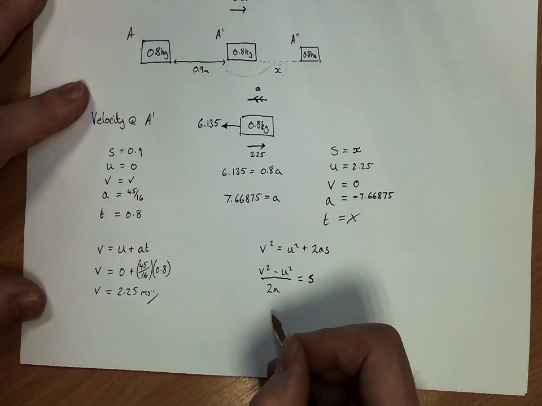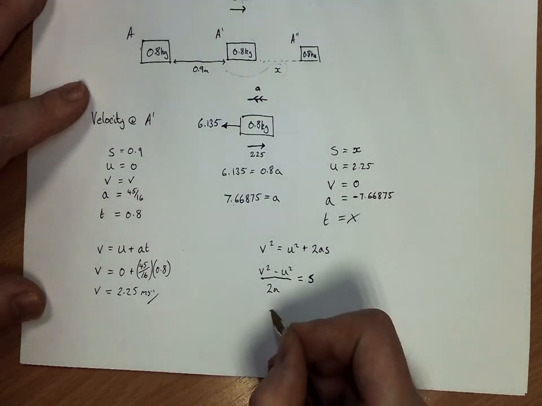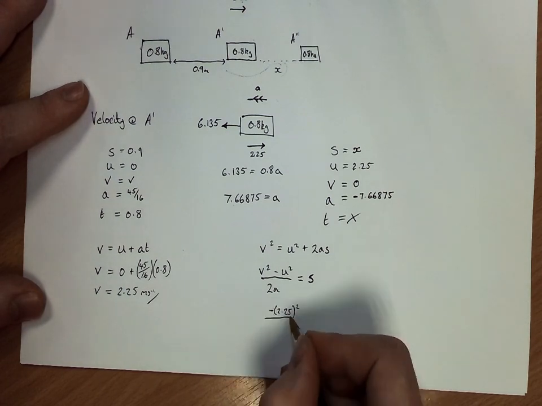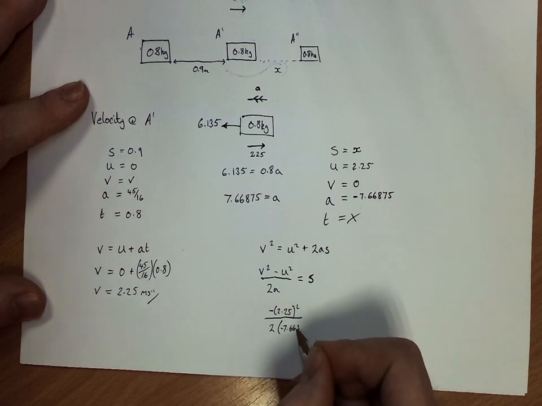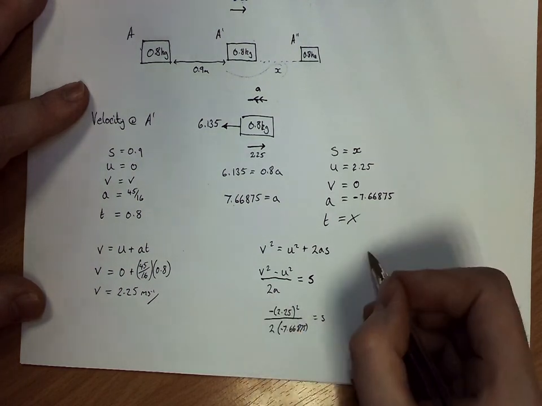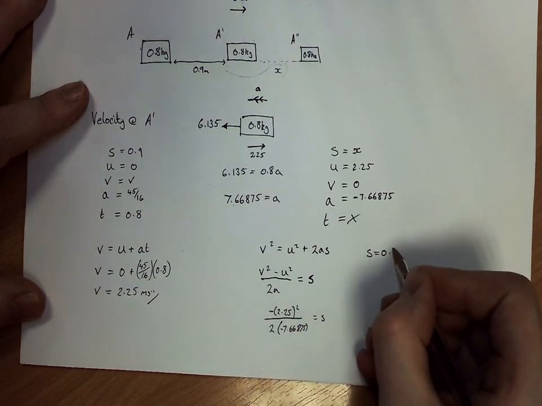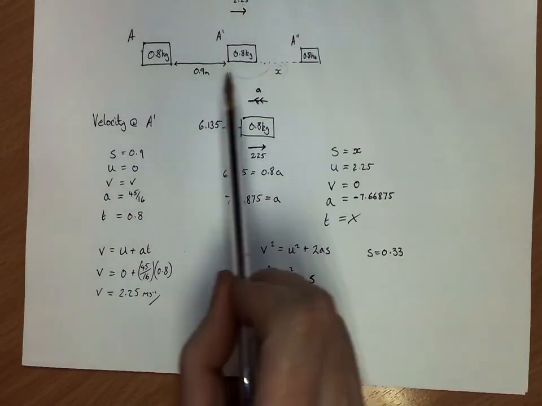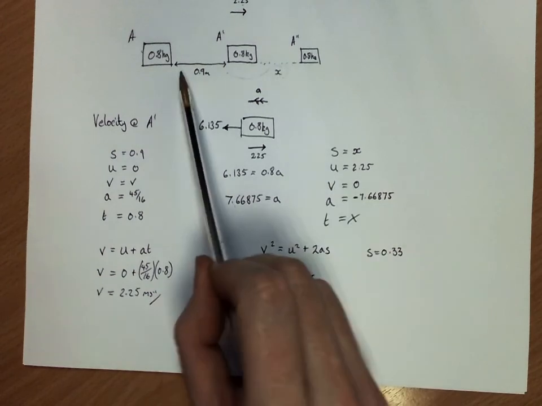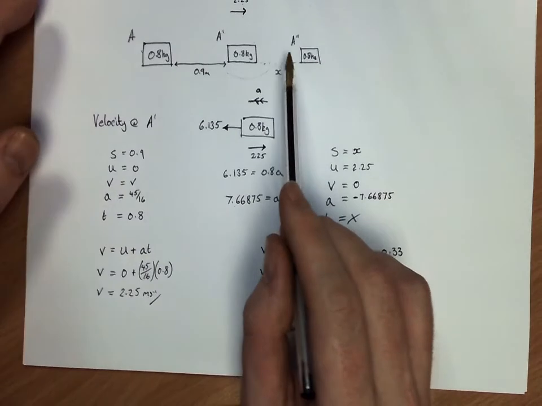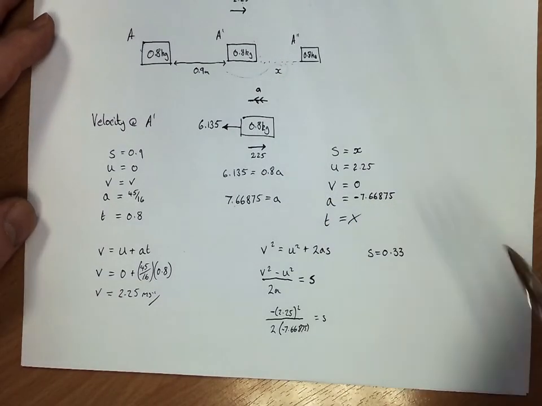Substituting into here, V squared will be 0, so it's minus 2.25 squared over 2 lots of minus 7.66875. That equals S. Typing this into a calculator, we get S is 0.33. And just through a little bit of logic, we can think about 30 centimetres feels about right. If it's done 90 centimetres in the first section, it's probably going to do less than that when there's no forces acting on it at all.